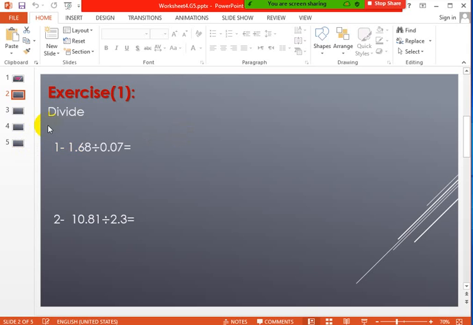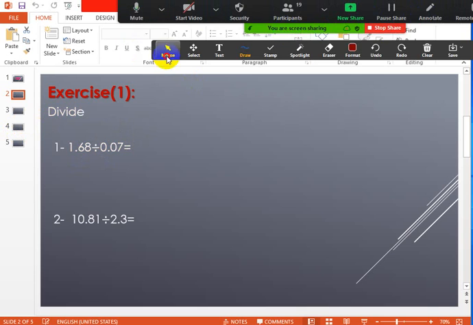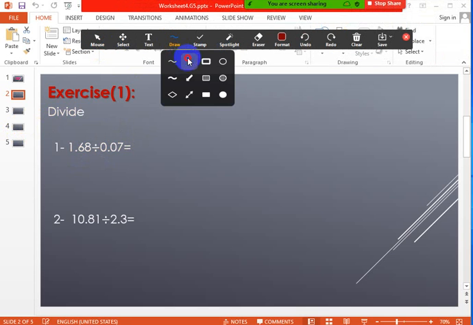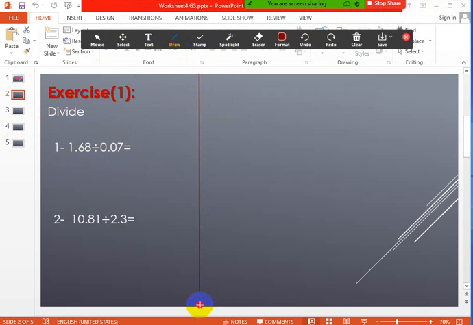On Tuesday, we talked about how to divide a decimal number by a whole number. Today we will talk about how to divide a decimal number by a decimal number. We will revise this lesson. So let's start.